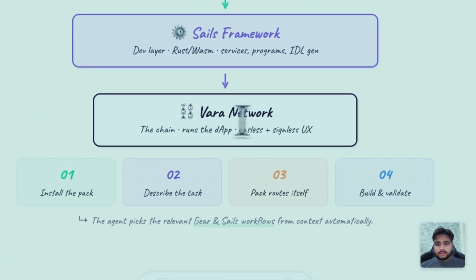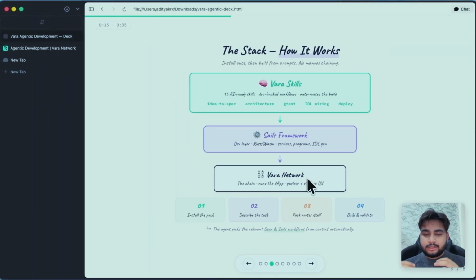First of all, the Vara network on the chain, you will build this with Sails, the framework that you will use, not you, your agent will use specifically, and also the skills that it will use to build all of this.